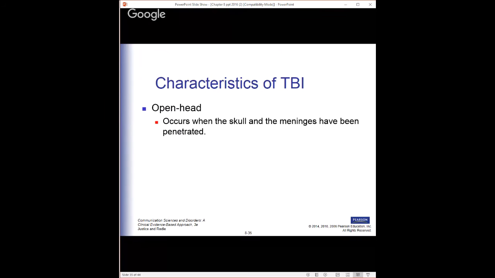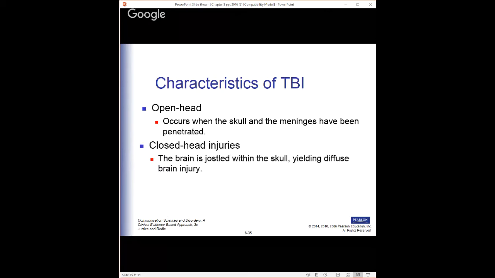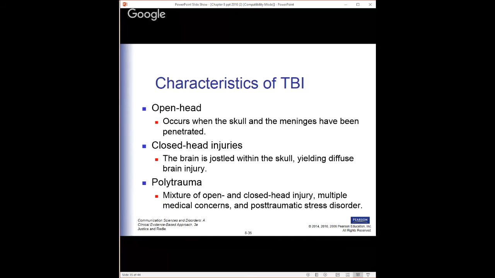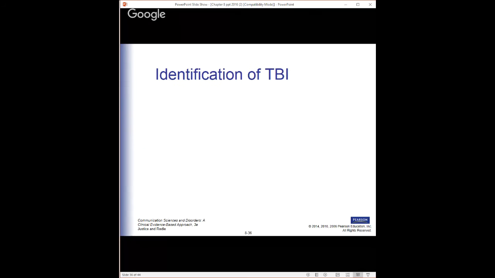Characteristics of TBI for open head: TBI occurs when the skull and the meninges have been penetrated. And then the closed head injuries, where the brain is jostled within the skull, yielding diffuse brain injury. We talked about that in reference to concussions. Polytrauma, a mixture of open and closed head injury, multiple medical concerns, and post-traumatic stress disorder can result from polytrauma TBIs.